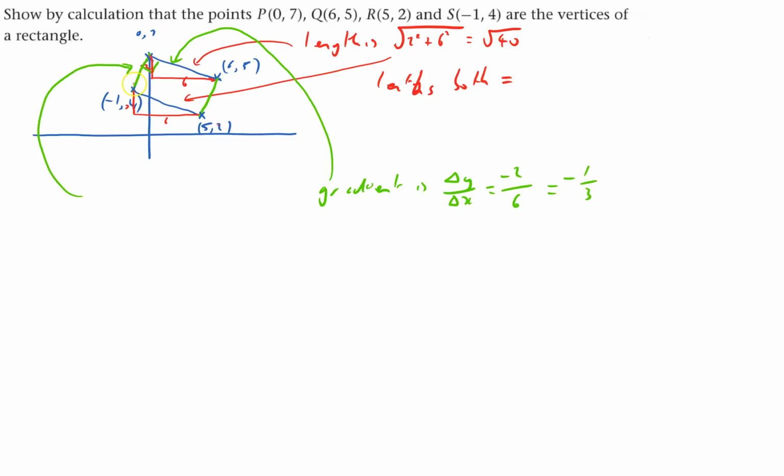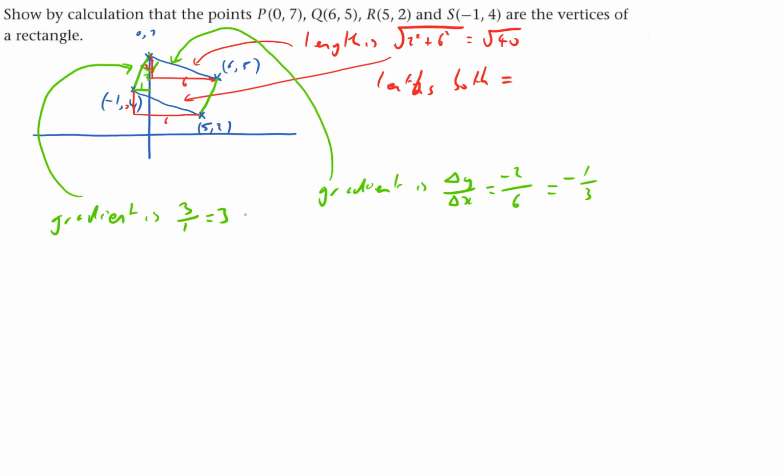And the gradient of this bit here, this one goes, it's got to go from -1 to 0, so that's 1, and it goes from 4 all the way up to 7, so that's 3. So gradient is change in y over change in x. Sorry, it goes up by 3, so it's 3 over 1, which equals 3.